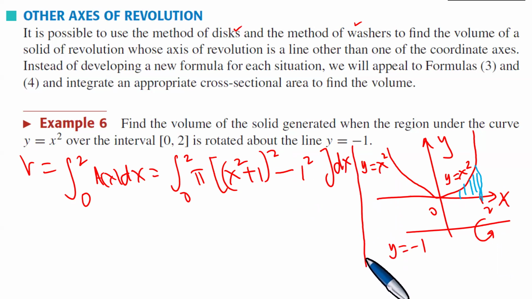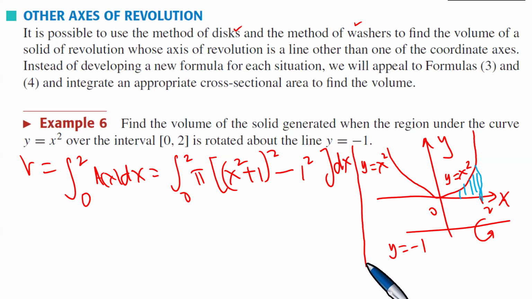So now what we do here: first sketch the region and the axis of revolution. Then imagine revolving the region about the axis. At each x in the interval from 0 to 2, the cross-section of the solid perpendicular to the axis y equals -1 is a washer with outer radius x squared plus 1 and inner radius 1. So let us reason this very carefully.